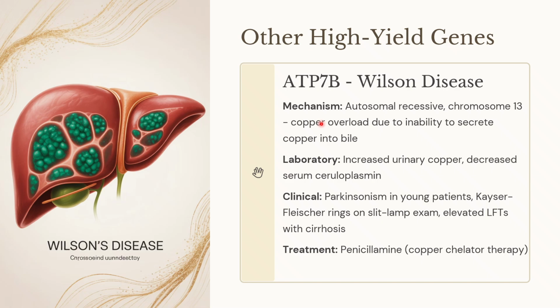When there is excess of copper in the body, we don't want the ceruloplasmin also to keep transporting copper, right? So therefore the ceruloplasmin is decreased. Copper can get deposited in the basal ganglia, resulting in Parkinsonism in young patients. It can present in the eyes as Kayser-Fleischer rings on slit lamp examination. And obviously, it is present in the liver because only from the liver it has been unable to secrete into the bile, thereby presenting with elevated LFT with cirrhosis. The treatment for this is copper chelator, that is penicillamine.